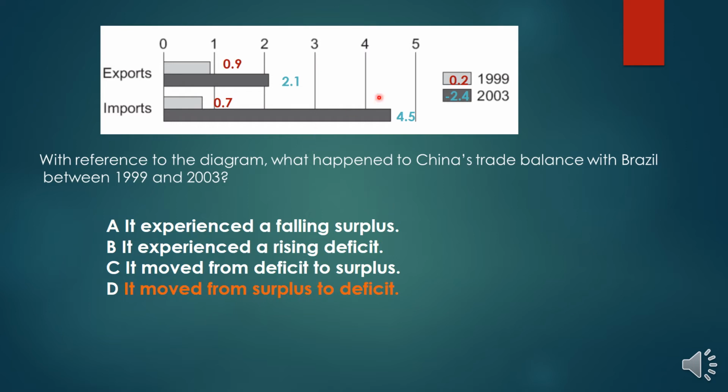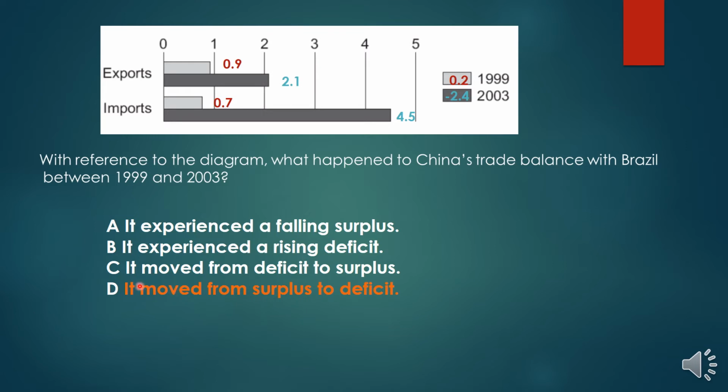Just to see, that means when you calculate it, in 1999 it has a surplus, isn't it? But in 2003 it doesn't have a surplus. So we can't say a falling surplus. Because in 2003 it is not a surplus, how can you say a falling surplus? Clear? That's why option A is wrong. Then experienced a rising deficit. Actually, rising deficit also we can't say. Why? Because in 1999 it is a surplus. Then how can we say the deficit is rising? We can't say that because in 1999 the current trade balance is a surplus.